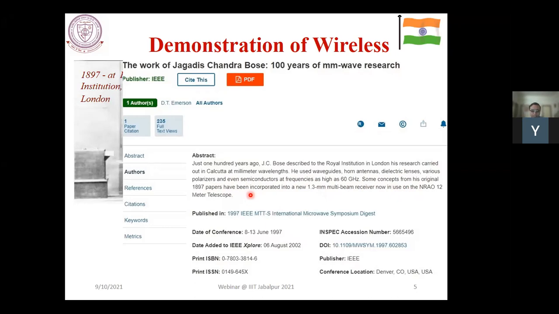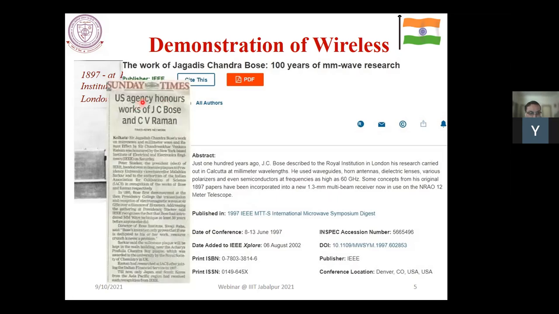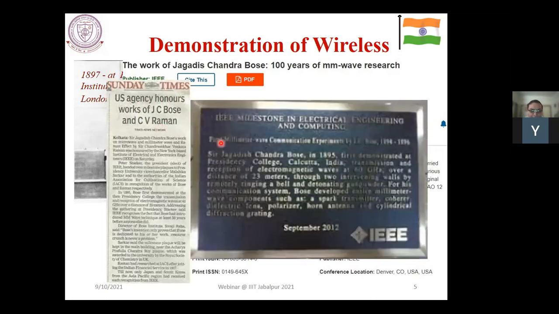Just think of his legacy, around 125 years ago. And even after a few years of this particular headline, a US agency, IEEE, honored the works of India on this scientific achievement. You can see the plaque which was handed over there; the title was First Millimeter Wave Communication Experiments by J.C. Bose.